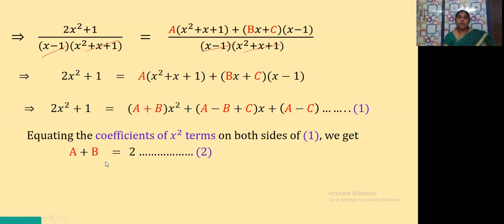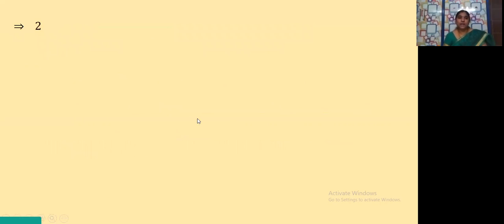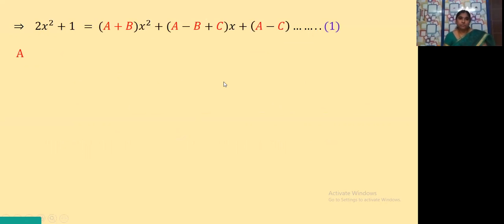Now next, equating the coefficients of x on both sides. Then what happens? a minus b plus c is equal to how much here? There is no x term on the other side, so that's why the coefficient is taken as 0. Let it be equation number 3. So now, children, let us write the equations again. This is our equation number 1, equation number 2, and equation number 3: a minus b plus c is equal to 0.